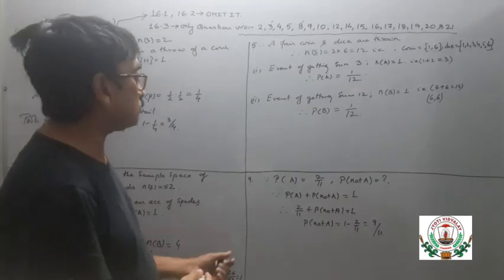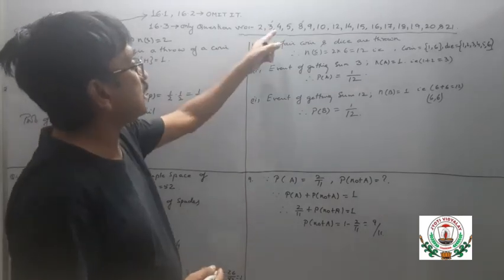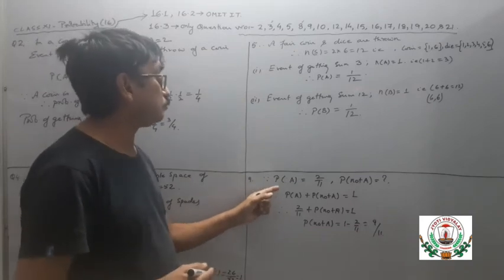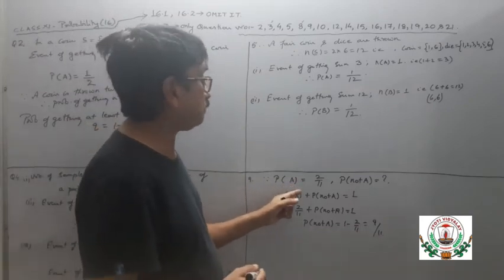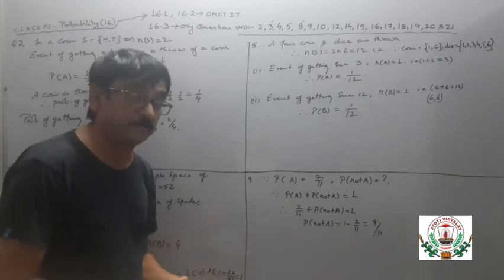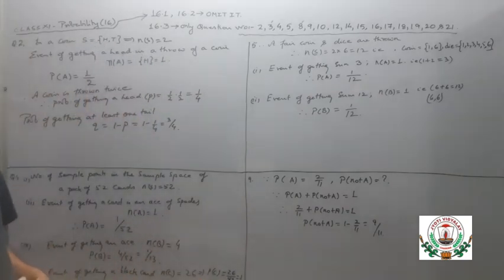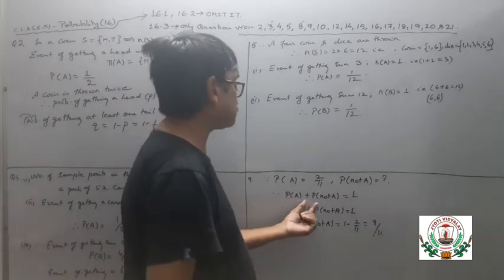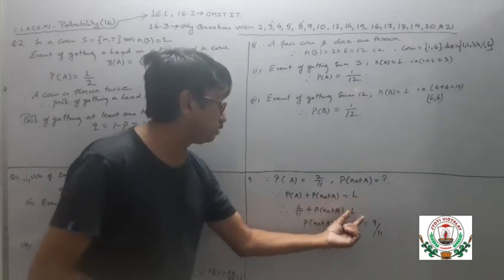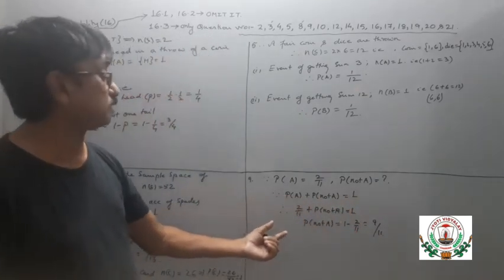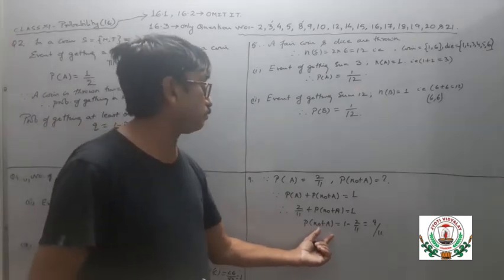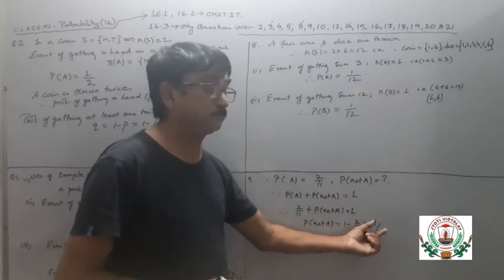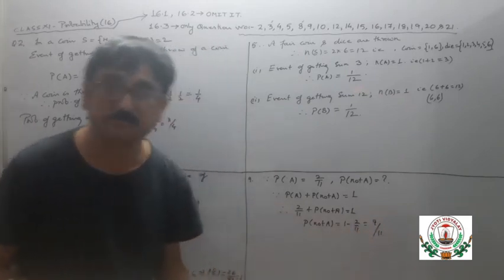Now question number 3 and 8 will be homework for you. Question number 9, probability of A is given as 2/11, and probability of not A we have to calculate. Since we know that probability of success plus probability of failure equals 1, by applying this concept we can get the value of probability of not A equals 1 minus 2/11. After LCM it will become 9/11.